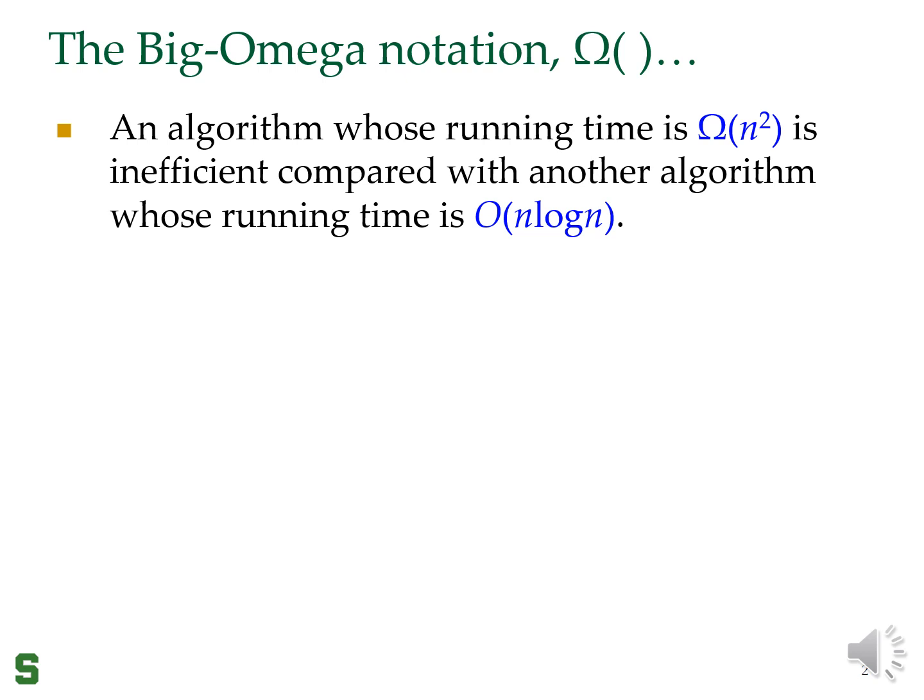An algorithm whose running time is big omega of n square is inefficient compared to an algorithm whose running time is big O of n log n, because in this case we are basically saying the complexity of this is bounded from above by n log n, and the complexity of this algorithm is bounded from below by n square. That means the complexity is more than or equal to n square, whereas in the other algorithm it is less than or equal to n log n.